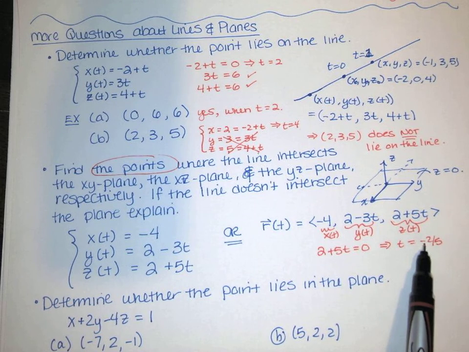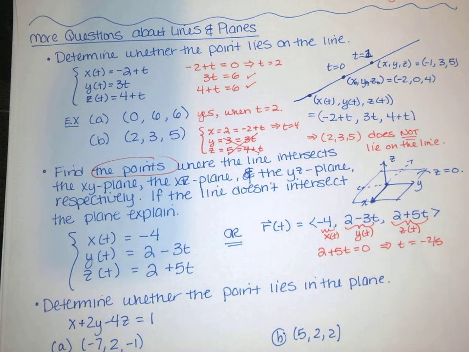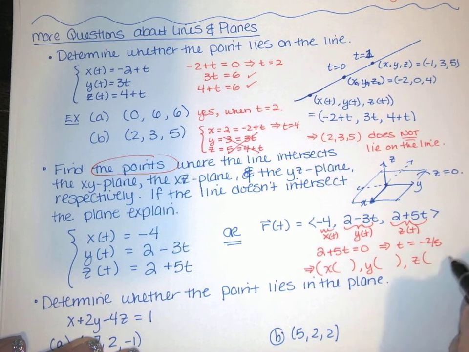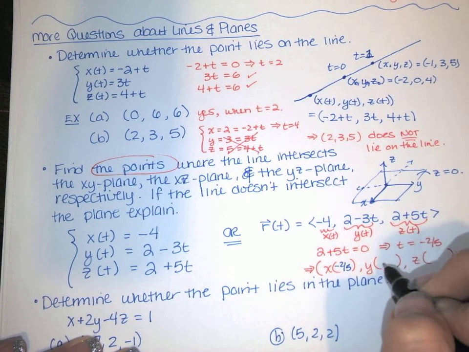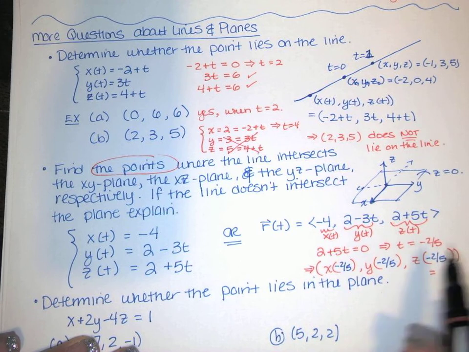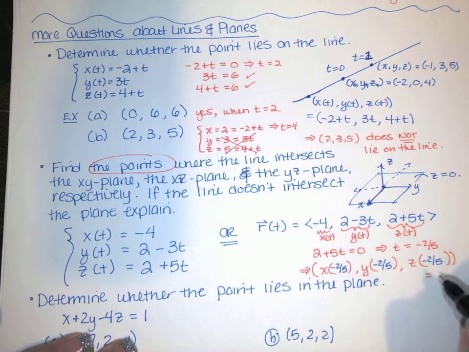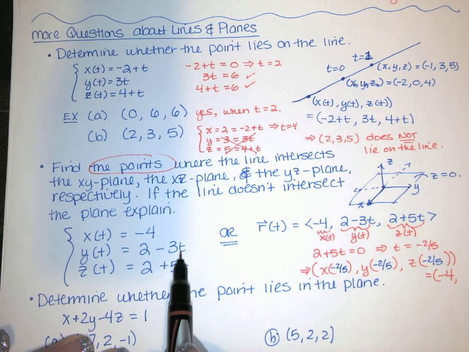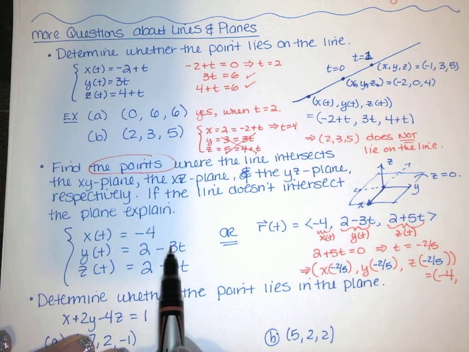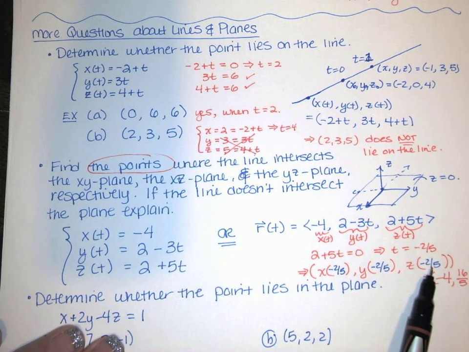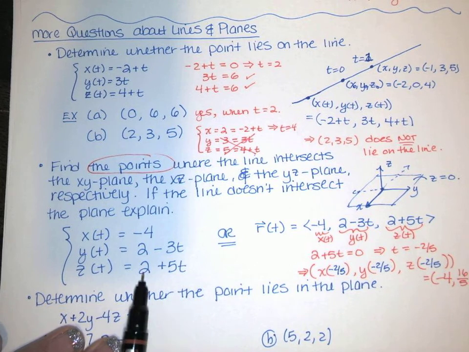To find the point, I need to substitute this value of t into my x of t, y of t, and z of t. So our location is x of negative 2 over 5, y of negative 2 over 5, and z of negative 2 over 5. From our parametric equations, x is negative 4 all the time, regardless of what t is. And y is 2 minus 3 times negative 2 over 5. So negative 3 times negative 2 over 5 is 6 over 5. 6 over 5 plus 2, that's 6 over 5 plus 10 over 5, so 16 over 5. And by design, if I plug in negative 2 over 5 for z, the 5's cancel and I get negative 2. Negative 2 plus 2 is 0.